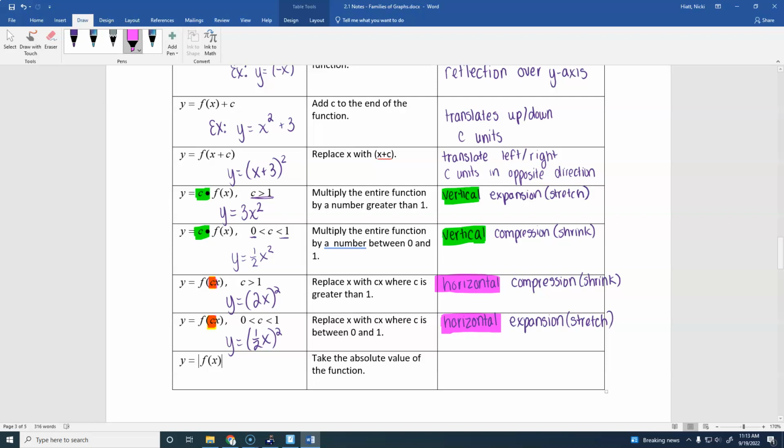All right, and let's just do an example. I'm just going to graph an example to show you what in the world we're talking about for the last one. So the last one is to take the absolute value of the function. This is different than having an absolute value function as your parent graph. So sometimes absolute value is your parent graph. You're just starting with that V shape.